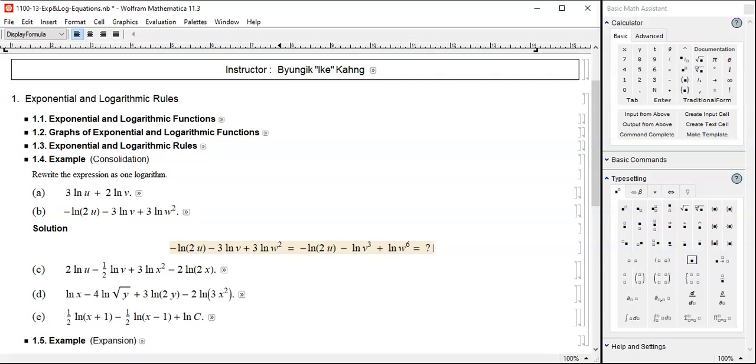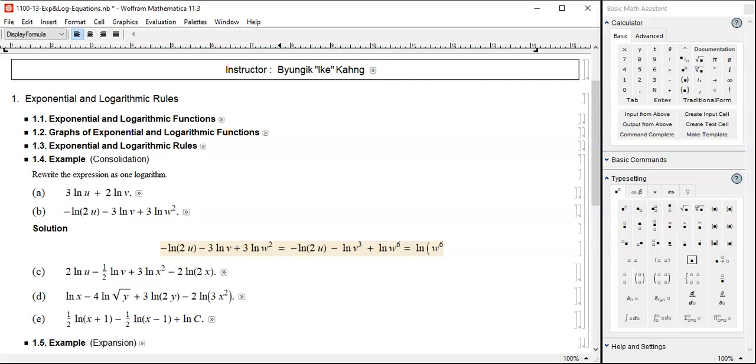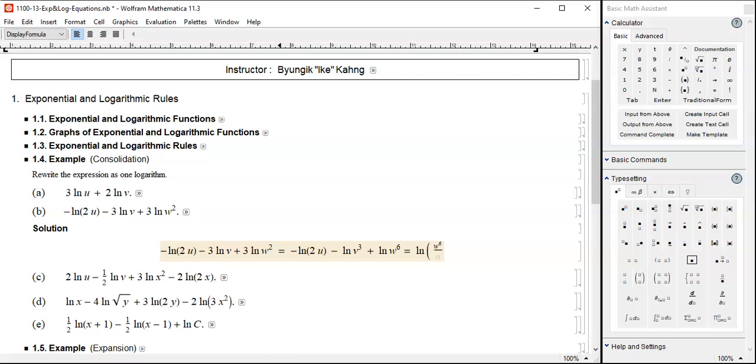Addition is multiplication, so that goes to the numerator. Subtraction is division, so that goes to the denominator. So natural logarithm of w to the 6th power, that has plus, so that goes to the numerator. And then the others, 2u, and then v cubed. And that's the end of the problem.